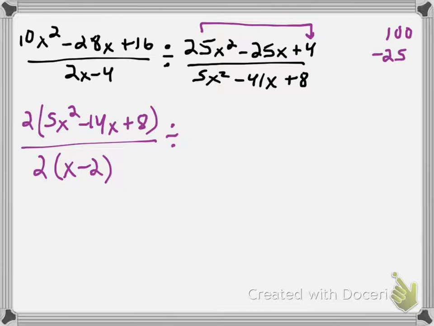So I rewrite my expression: 25x squared minus 20x minus 5x plus 4. So I've rewritten my expression, but I've changed negative 25x to negative 20x minus 5x. Let me rewrite it a little better.